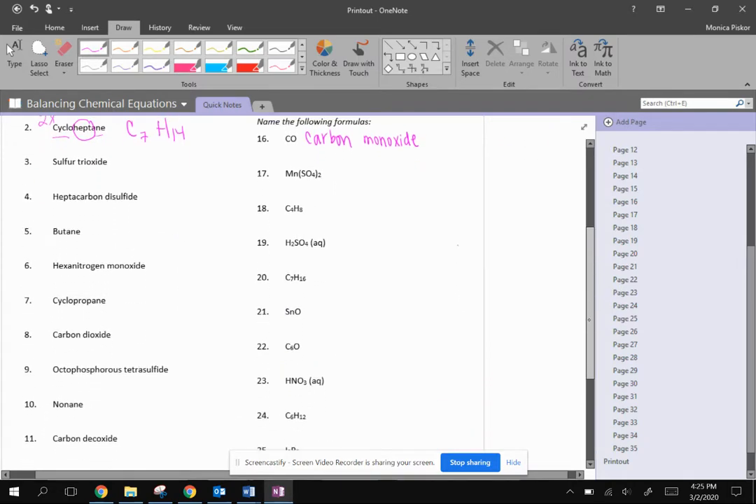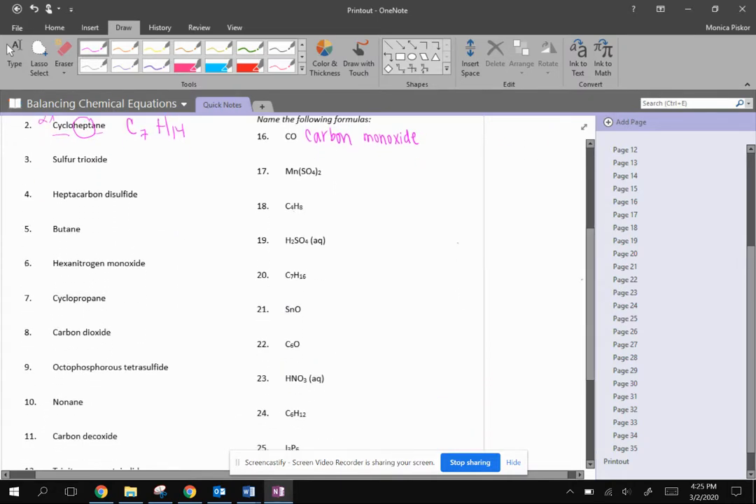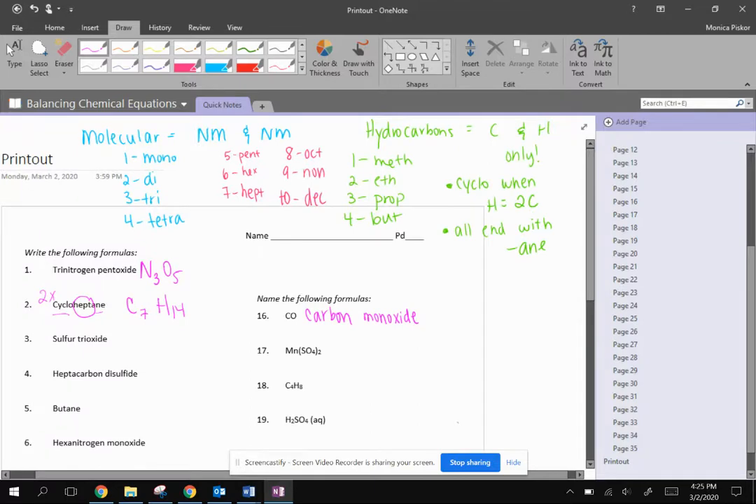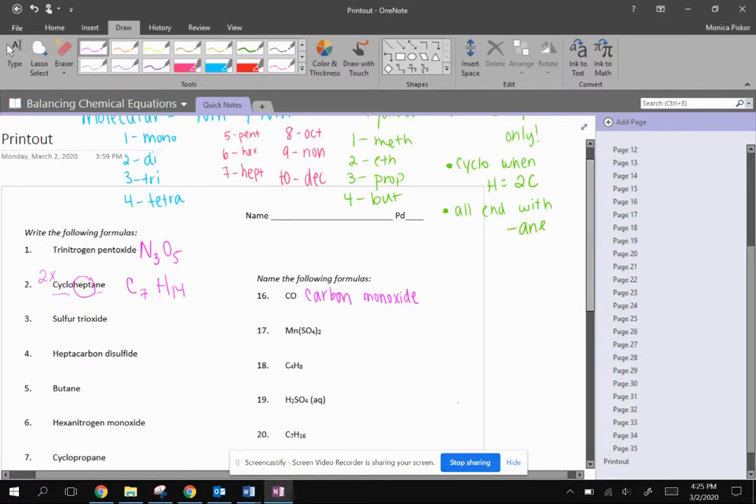If you look at number 18, C4H8. This is an example of something that's only carbon, only hydrogen, so it's a hydrocarbon. 4 carbons is but. All hydrocarbons end with ane. Since 8 is exactly twice the amount as 4, I put cyclo in front. So C4H8 is cyclobutane.